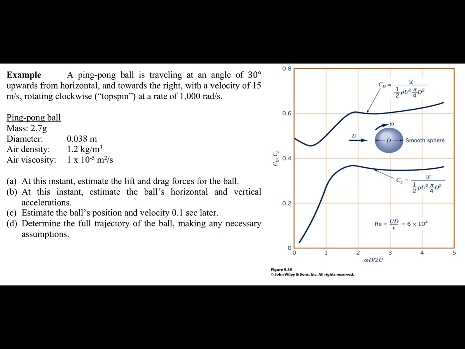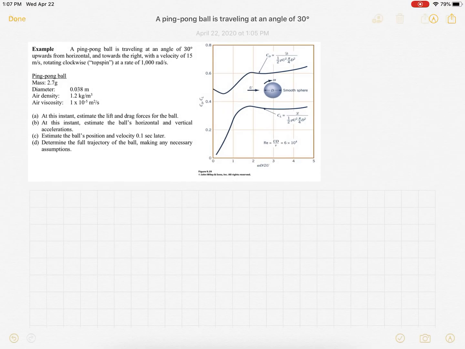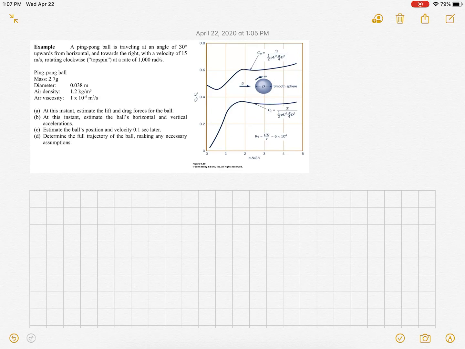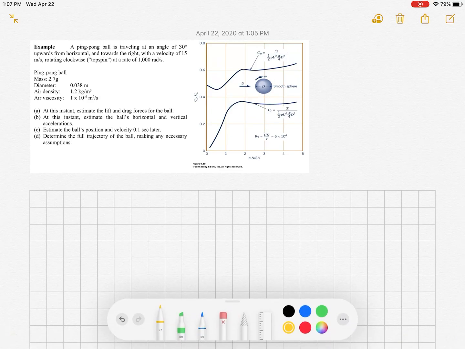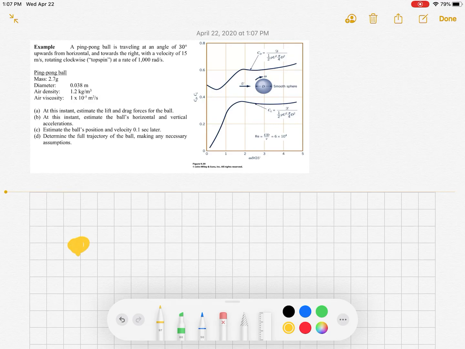So let's go to our work here. Okay, so the basic idea, let's get our ball drawn in here. We have a ball, and relative to horizontal, which is here, the ball is traveling upward at an angle of 30 degrees, okay? And so this is where you want to be the ball and see the flow, okay?